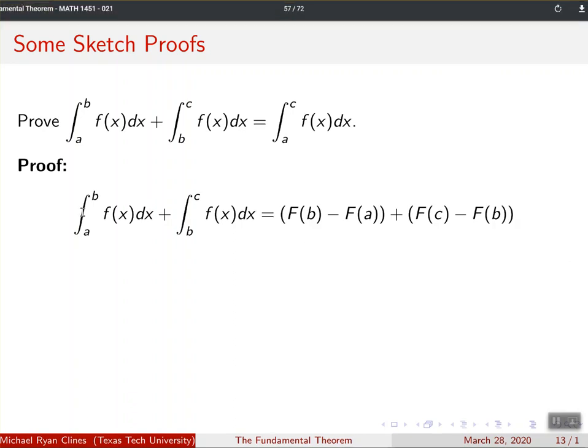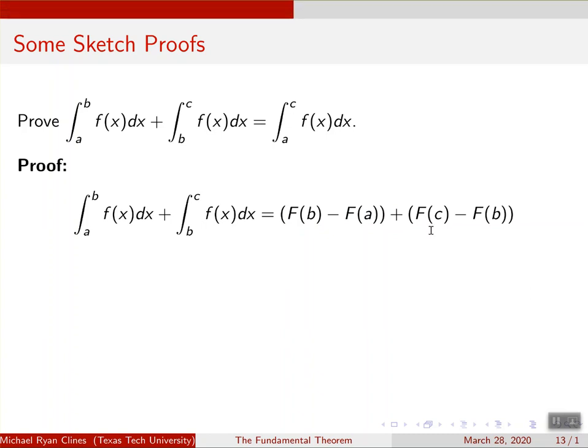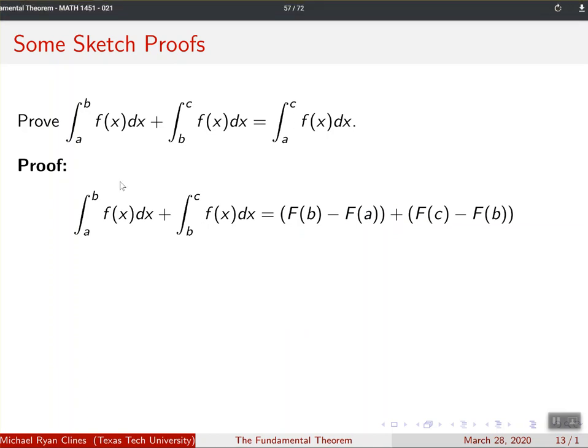We get this first part, this integral from a to b of f of x dx, is equal to capital F of b minus capital F of a. That's just the fundamental theorem of calculus. And then the second integral is just capital F of c minus capital F of b. We just invoked the fundamental theorem of calculus twice. We evaluated these two definite integrals to get this sum.